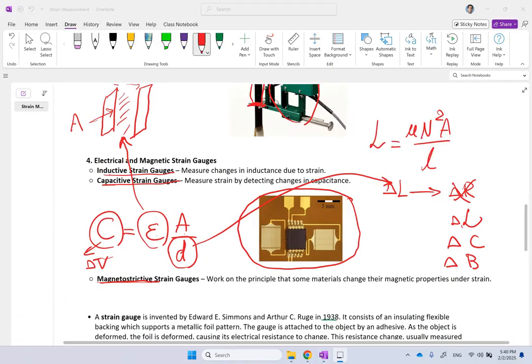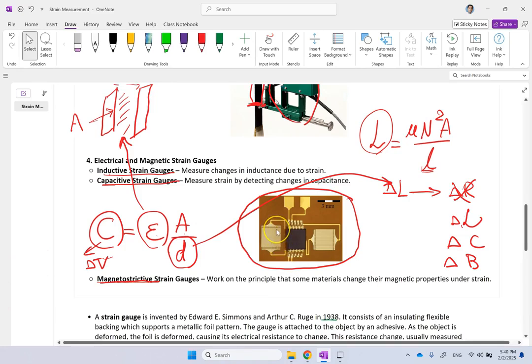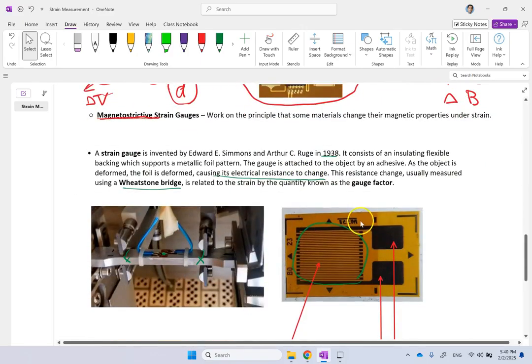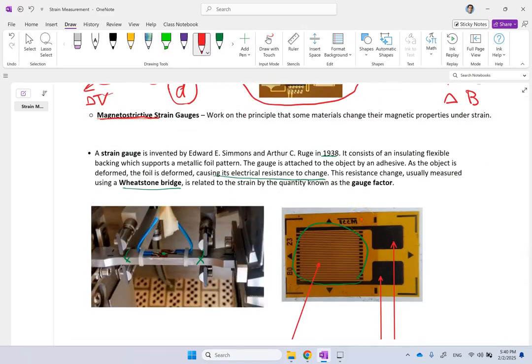Or for a solenoid, you know that the inductance depends on the length of the solenoid. So you can clearly see that we can relate the change in length to changes in these different electrical measurements or electrical properties. Now, the electric resistance strain gauge is the most common one.